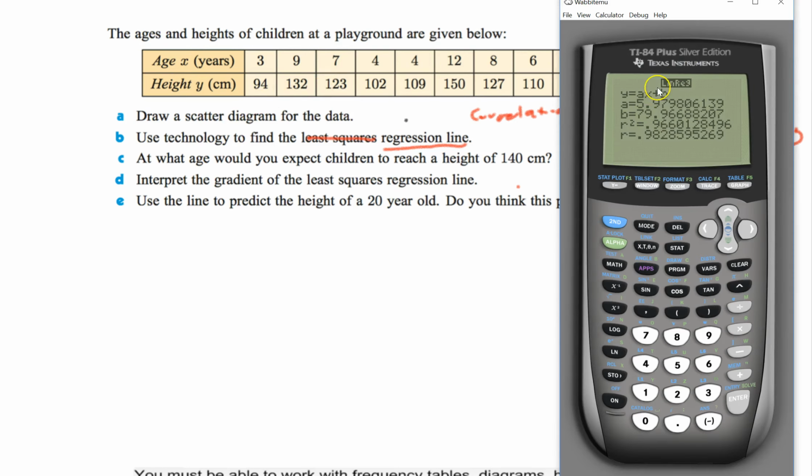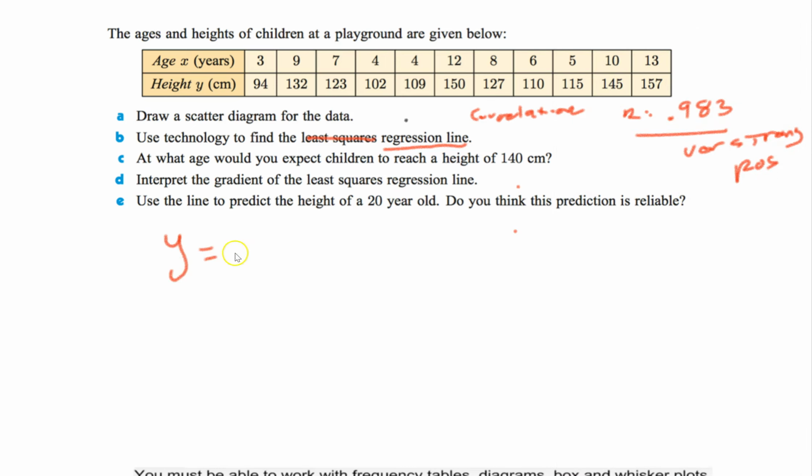In your equation though, right? So my least squares regression equation, I'm just going to plug these in to 3 sig figs. So it's going to be 5.98x plus 80.0. So that's my least squares regression line. Keep in mind what each thing is, right? X is years and Y is height.